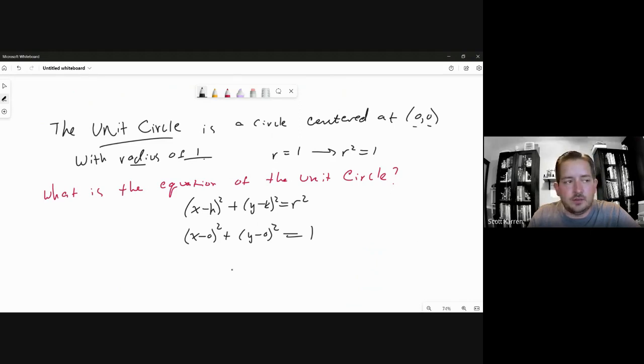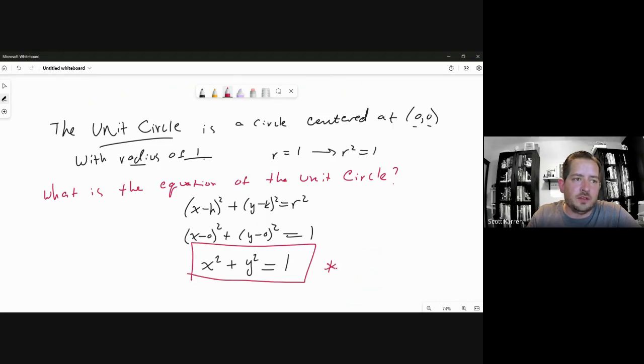But x minus 0 is still x, and so this just simplifies to x squared. Y minus 0 is still just y, and then that's squared. So that's y squared equals 1. And so this is the equation of the unit circle: x squared plus y squared equals 1.